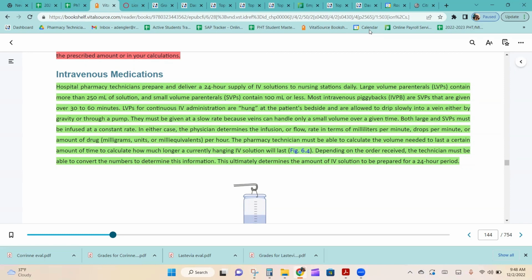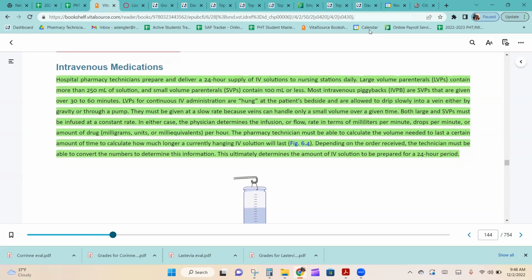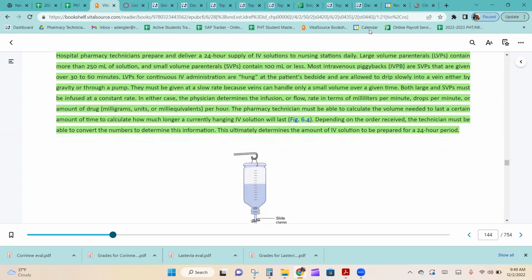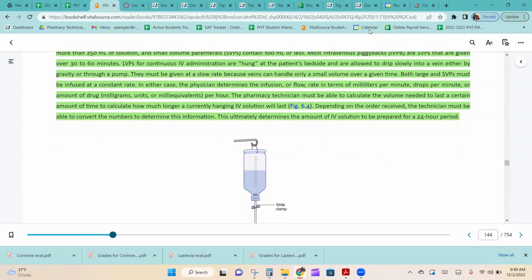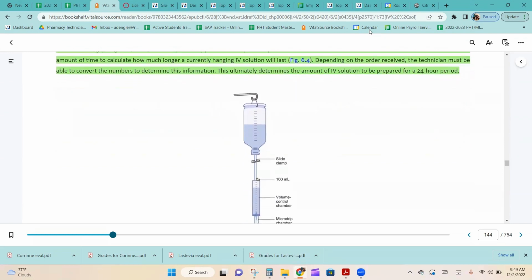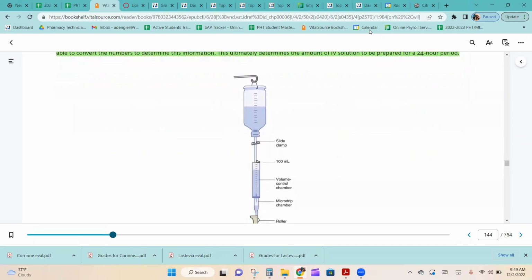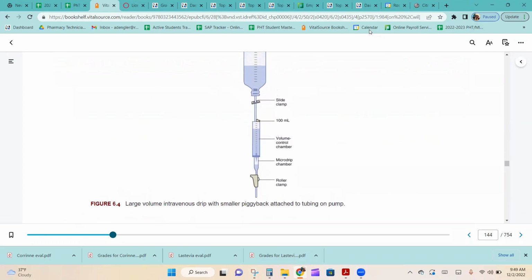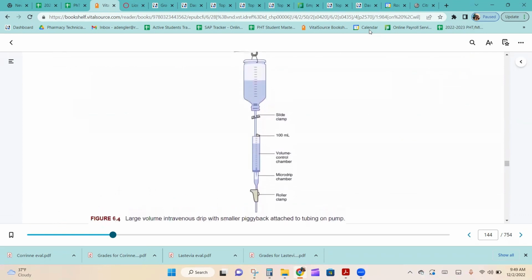The pharmacy technician must be able to calculate the volume needed to last a certain amount of time, and to calculate how much longer a currently hanging IV solution will last. Depending on the order received, the technician must be able to convert the numbers to determine this information. This ultimately determines the amount of IV solution to be prepared for a 24-hour period. So here is just a depiction of a large volume intravenous drip with a smaller piggyback attached to tubing on the pump.